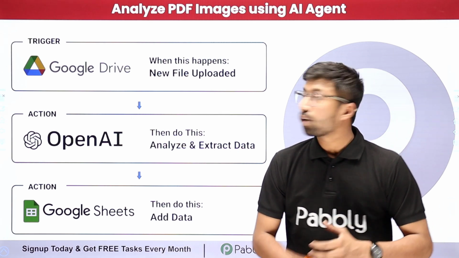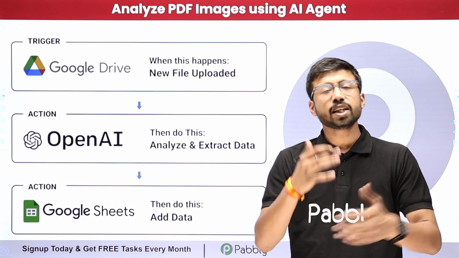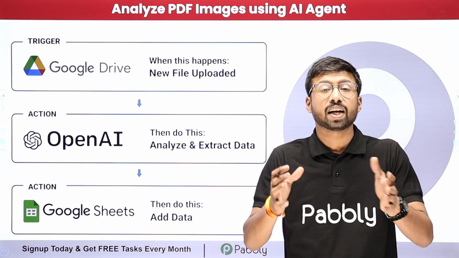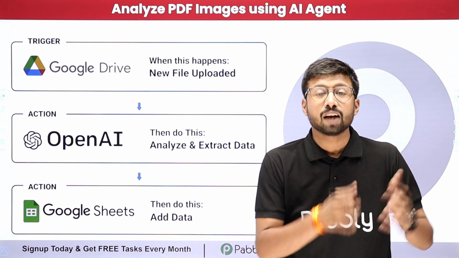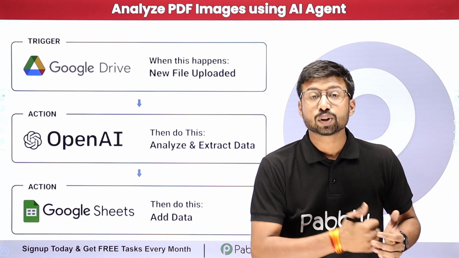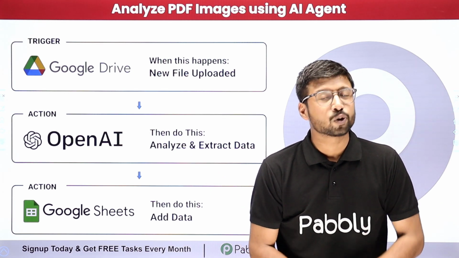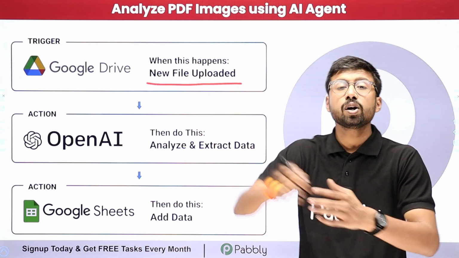So in this video, we are going to learn how to analyze PDF images using an AI agent. Let's say you have some PDF files and you don't have text, you have images in those PDFs, and you want to analyze those images in the PDF and extract some data out of it. So let me tell you, you can build an AI agent which is going to completely automate this process for you. All you have to do is upload the PDF file with images in your Google Drive folder.